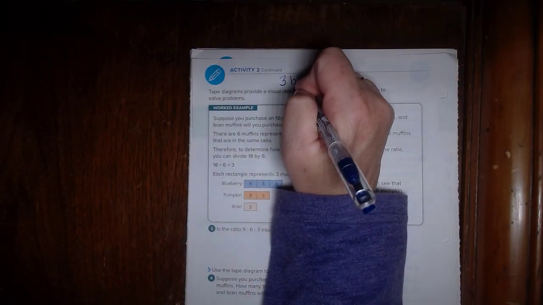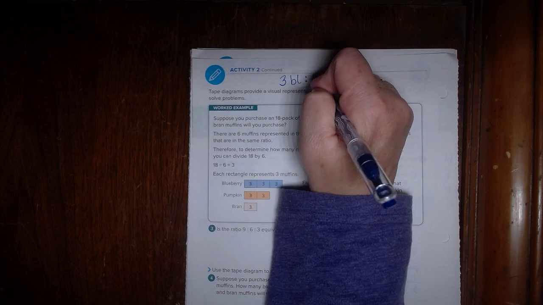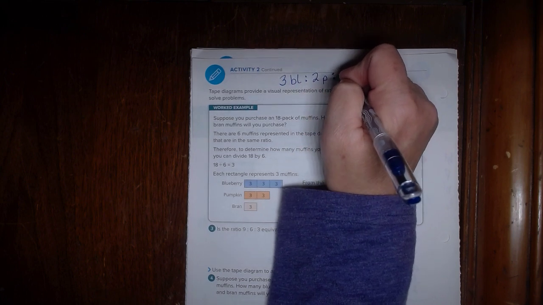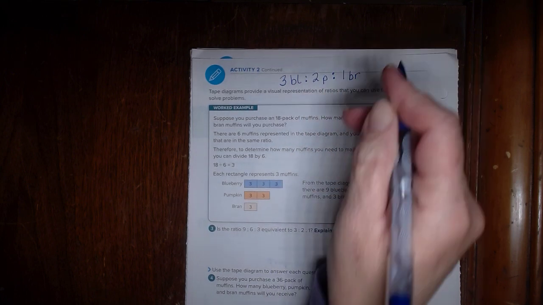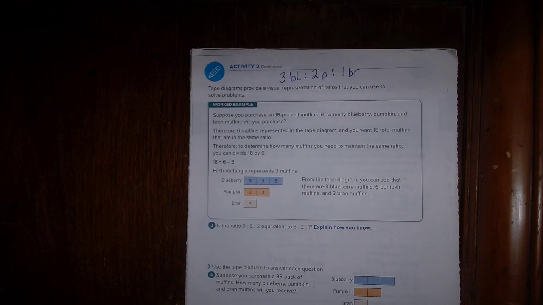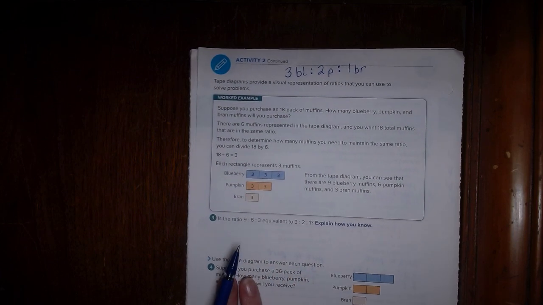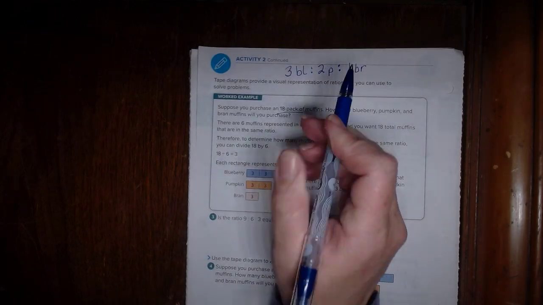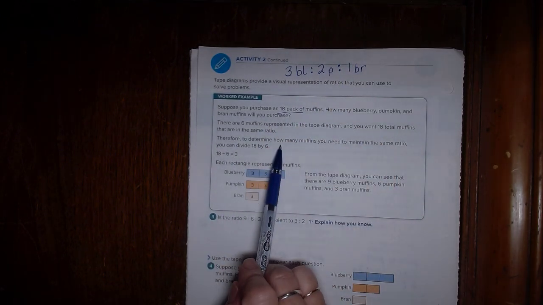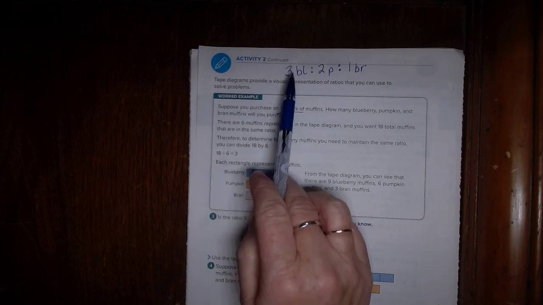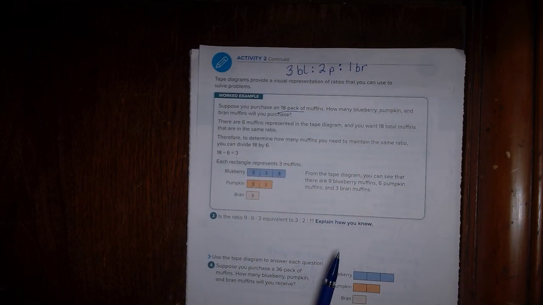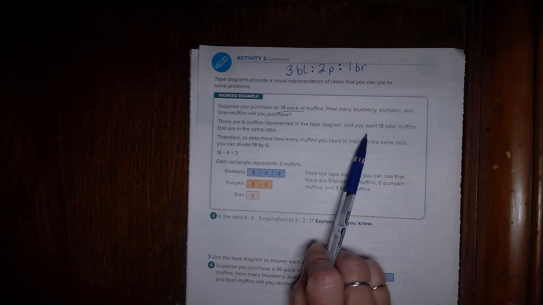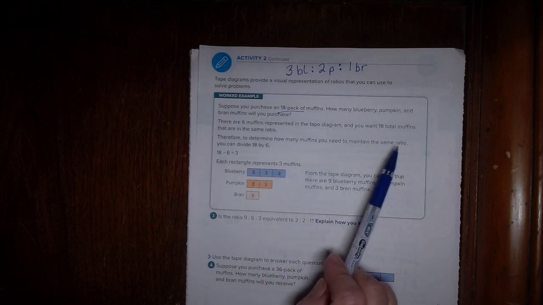So 3 blueberry to 2 pumpkin to 1 bran. It's the same as in the one before, which they're showing you here. So it wants to know if we purchase an 18-pack. It says, therefore, to determine how many muffins you need to maintain the same ratio, this 3 to 2 to 1, you need to maintain the same ratio.